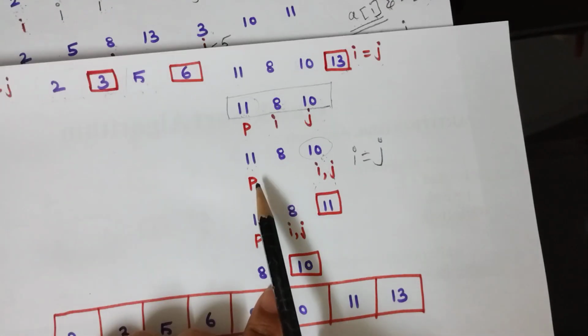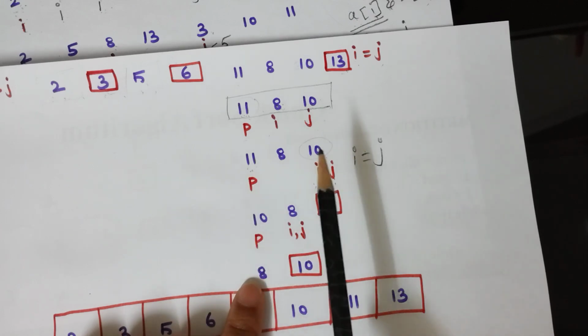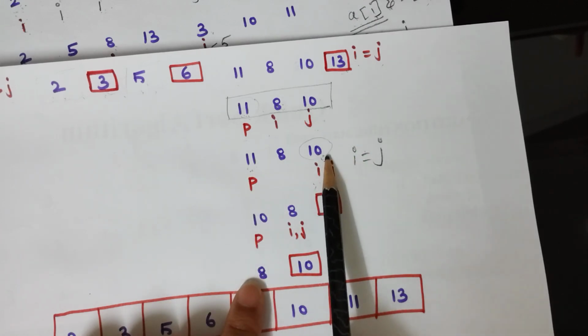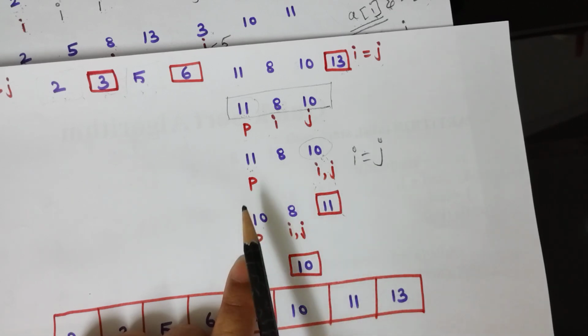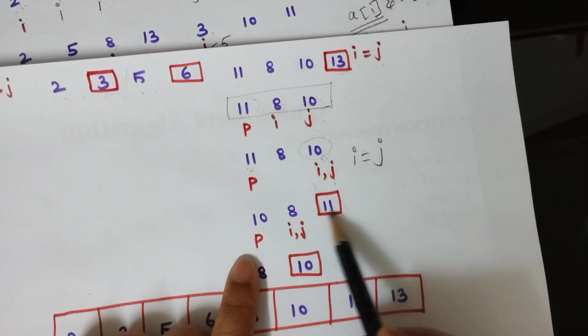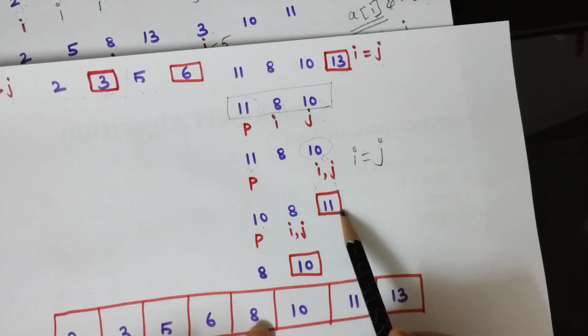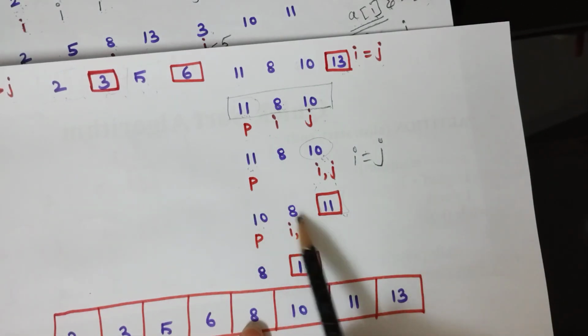So here what is the pivot element? 11 is the pivot element, and what is the element present at the jth position? 10. So swapping 10 and 11. You swapped the pivot element now. Once you swap the pivot element, this should be the constant position for this value. Now what is my subarray? Again my subarray contains the values 10 and 8.